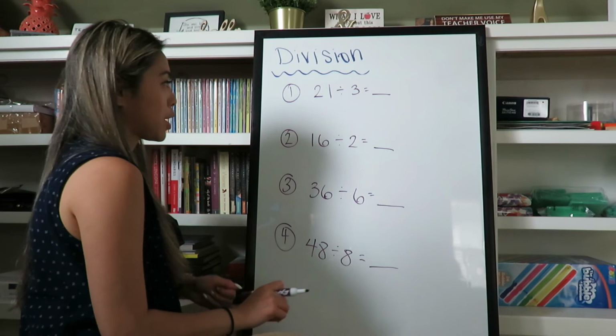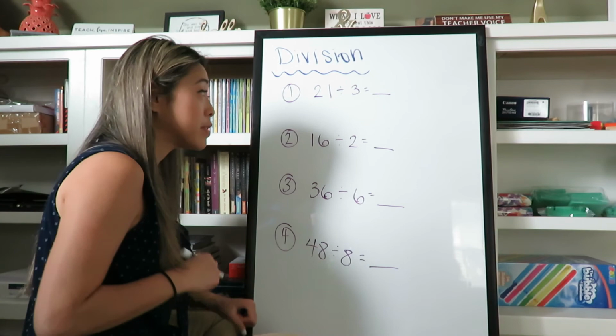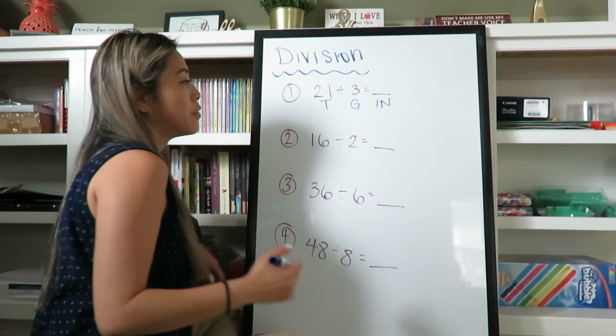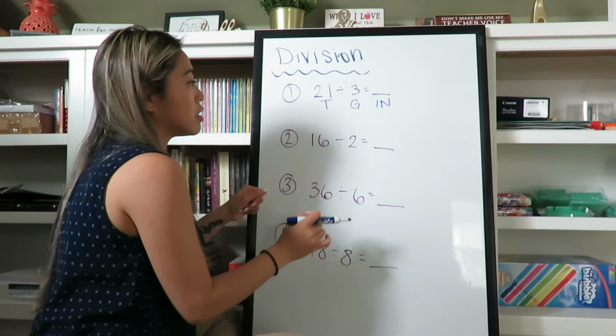Okay. Go ahead and write down these problems on your paper, and I want you to solve them. This will be your extra practice. Remember to label. The labels will help you solve the equations. So remember, total comes first, groups, in each, okay? If you want, you could use a different color pencil, marker, or pen to label it. That way, it won't be the same color. Go ahead and label each of them for each problem, okay?